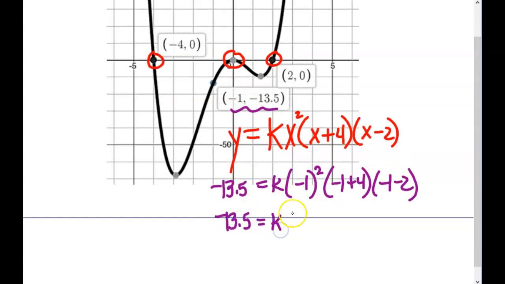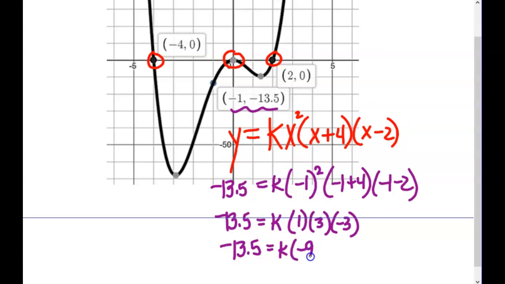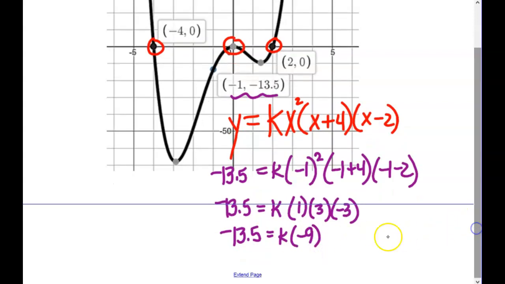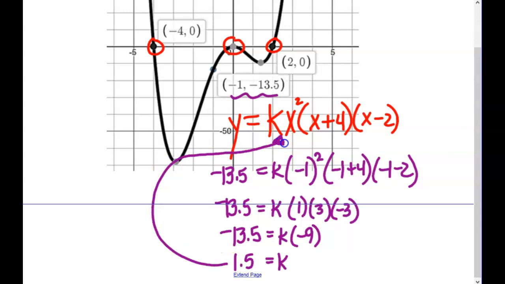Do your math there and see what you get. I got negative 9 on that side. Did anybody else get negative 9? It seems right that when I divide, it's going to become positive, right? 13.5 divided by 9. 1.5 or 3/2. So then you'd put the 1.5 back in right there.